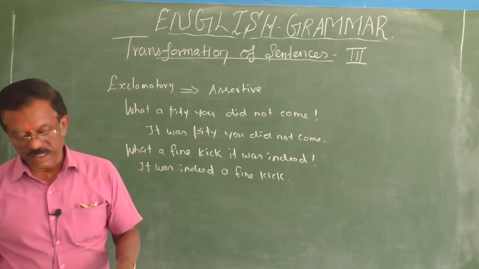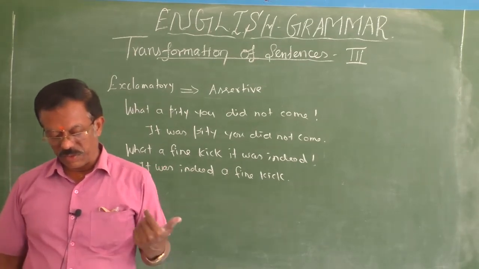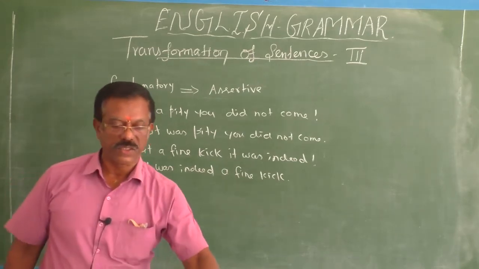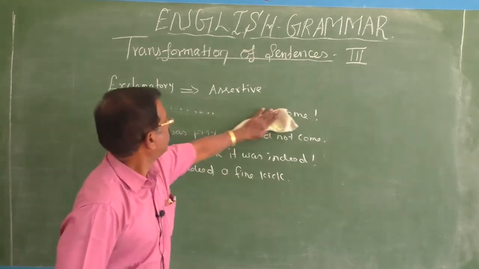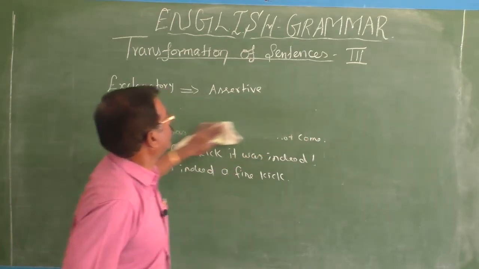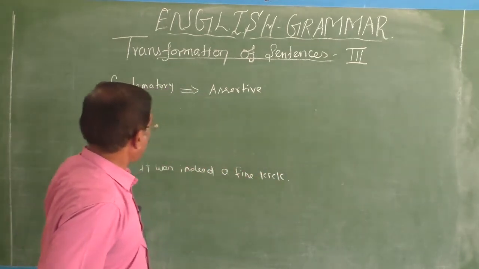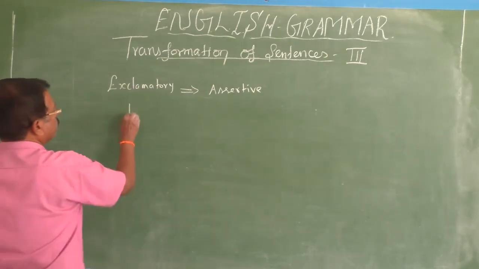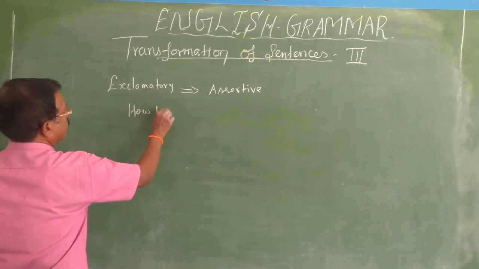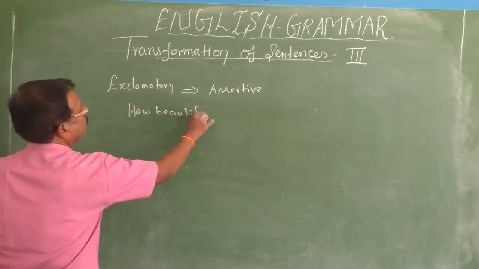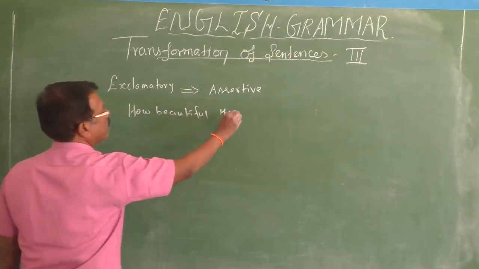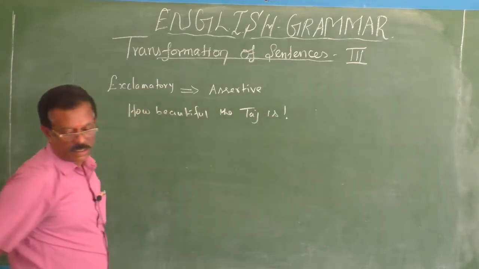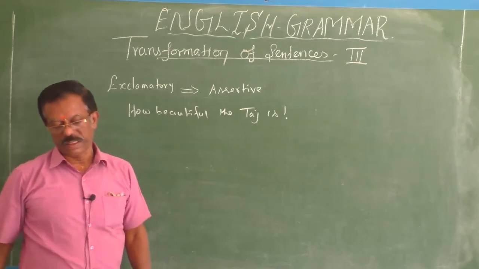Okay, fine. See the Taj. It is very beautiful. How beautiful is the Taj? Another example. Sentences which begin with how. How beautiful the Taj is.